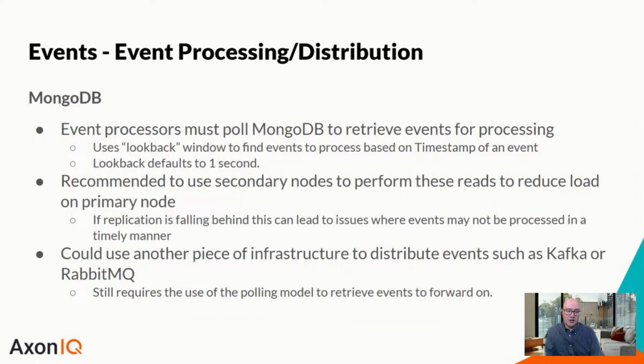You could also use another piece of infrastructure to distribute events. So maybe then you only have one event processor or just a couple that are making this happen for yourself. So you could send it to Kafka or RabbitMQ. This would absolve the load on MongoDB, but it doesn't absolve the need to still use the polling model, because that's the only way we can get data out of MongoDB when it's your event store.